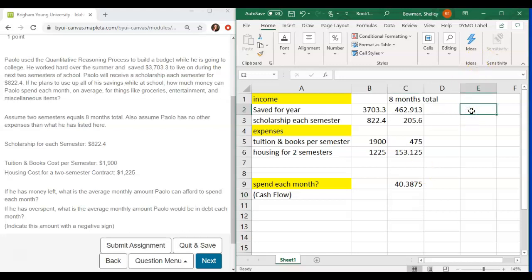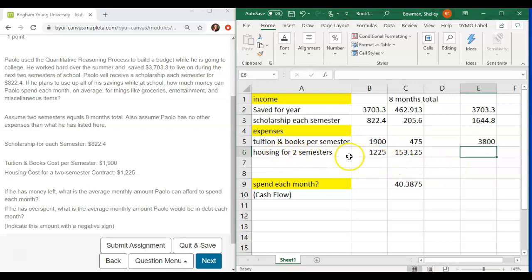If you weren't comfortable doing that per month, we can take the total and divide that by 8. So here we can find the total for all 8 months, which will be just this. Now the next one here, to find for the entire school year for him, because this is each semester, we can take this amount and times it by 2 because he has 2 semesters for the year. Over here, just like before on the tuition books per semester, that means he spends this both semesters, and we'll take this number and multiply it by 2.